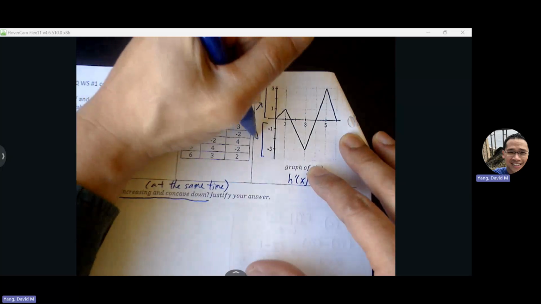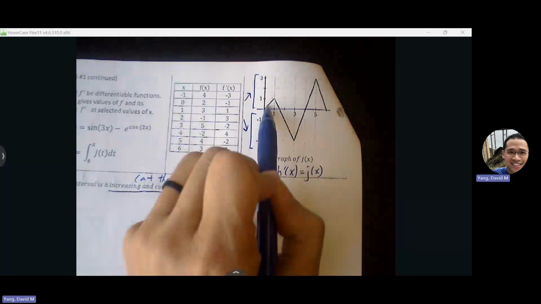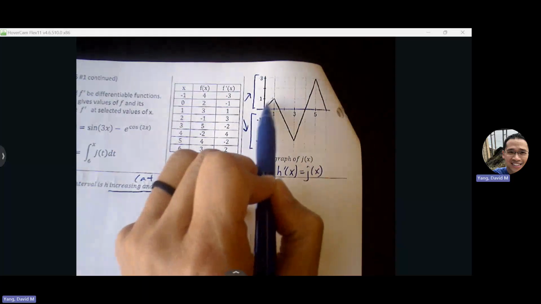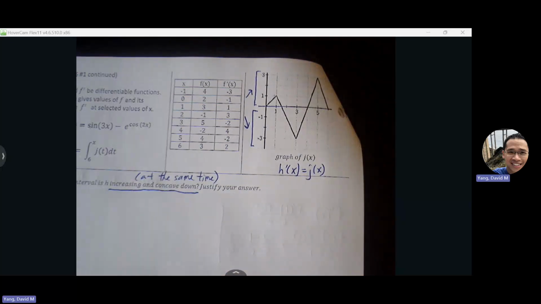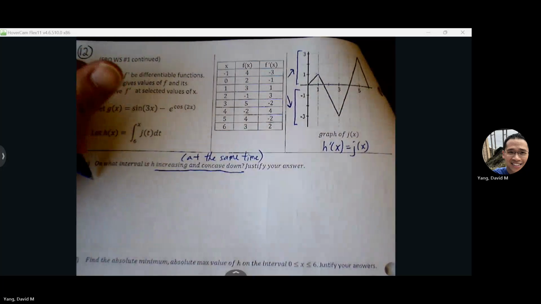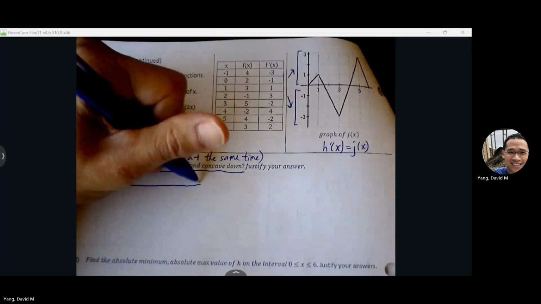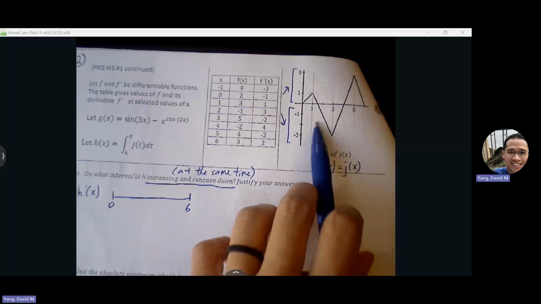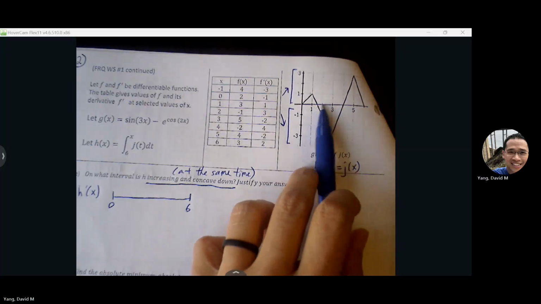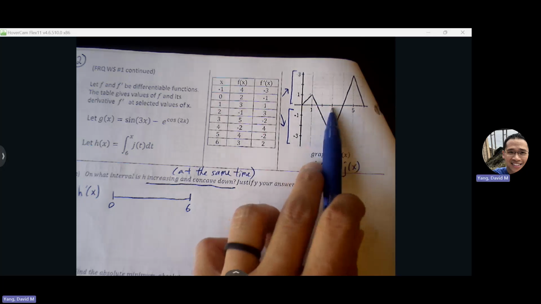Anything above is positive slope, anything below is negative slope. We know the peaks and valleys will end up being points of inflection. We know positive is concave up, negative is concave down. So let's create our slope and concavity sign line based off of our h prime graph. X-intercepts will be where your critical points are, so it's going to be at 1.5 and 4.